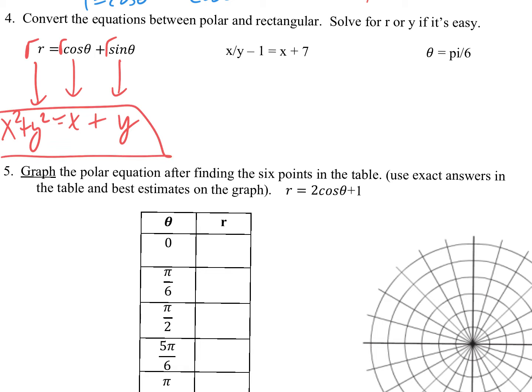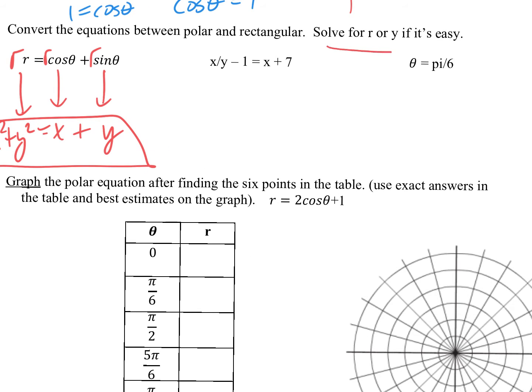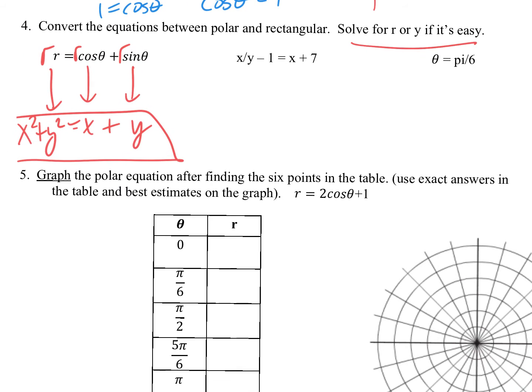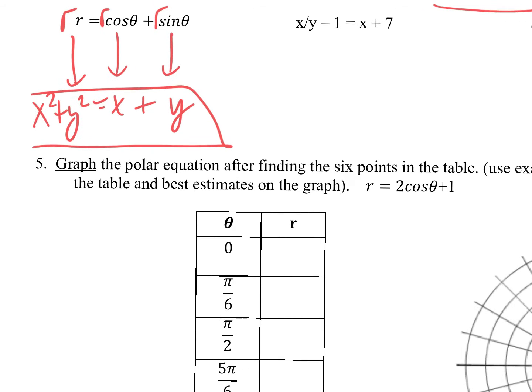Now, is this easy to solve for x or y? It says solve for r or y if it's easy. Well, that's not going to be easy. To solve this thing for x or for y would be pretty gross. So you don't have to solve it for x or for y. Can you just subtract one of them over? Nope, it's not that simple.